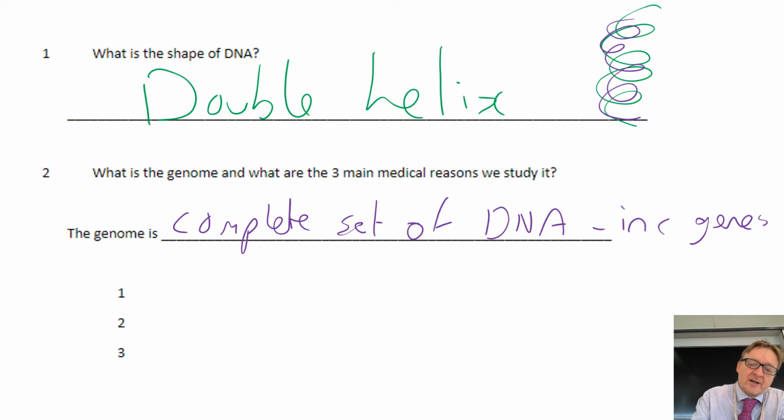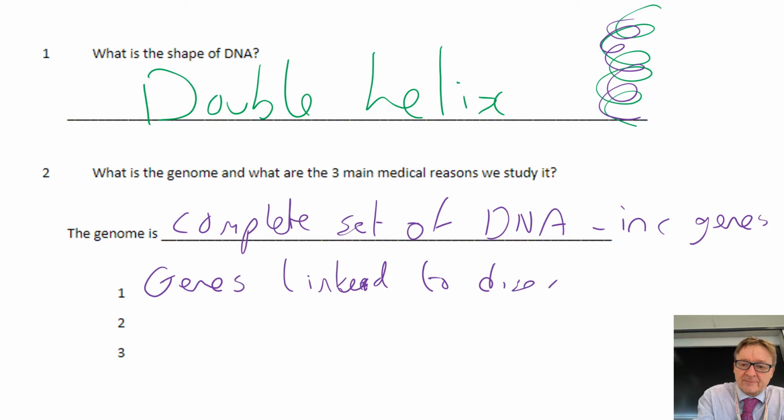The main reasons why we may well study it are, we can look for genes linked to disease. How many E's has linked got? Linked to disease. So we can find out that cystic fibrosis is on chromosome number 7, and it's having two faulty genes, or two faulty chromosome number 7s, that then give you cystic fibrosis.